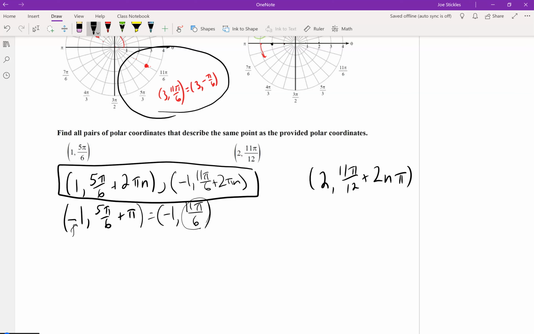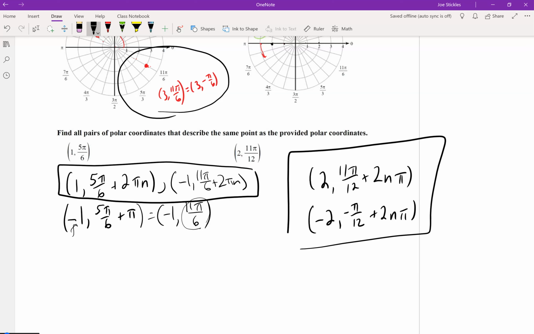The other way, again, is to negate the r value. Either add or subtract pi to the angle you start with. If I subtract pi here, I will get -pi/12. Again, it does not matter if you add or subtract. You can do either, add or subtract a pi. You'll end up with the same answer. And then add your multiples of 2 pi. So these would be all your representations of the point.